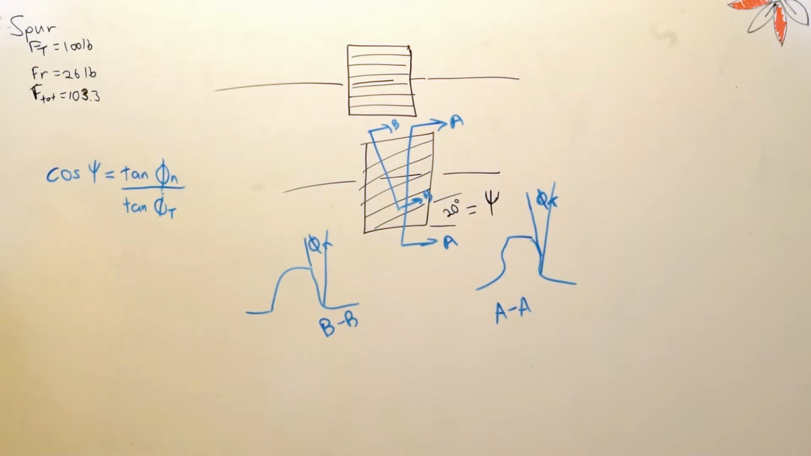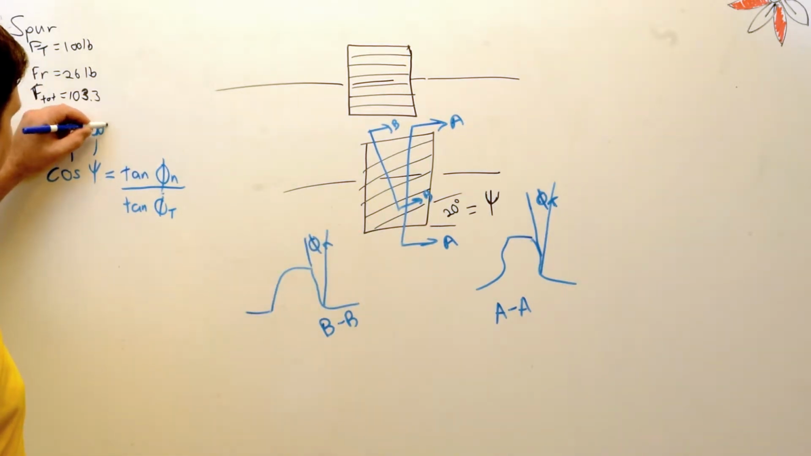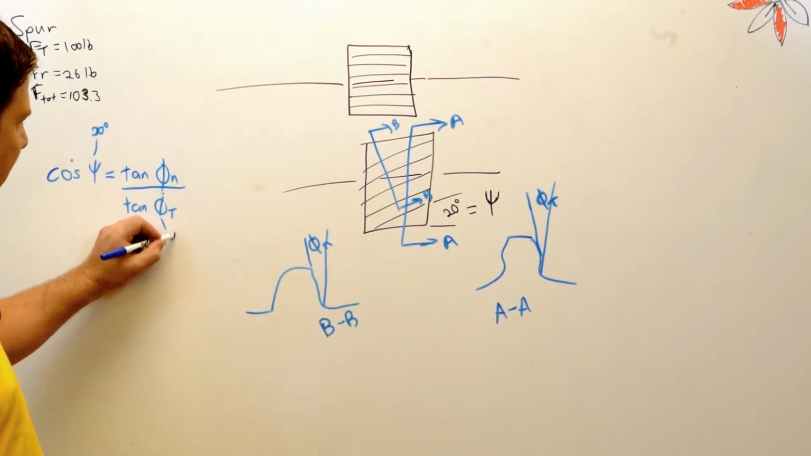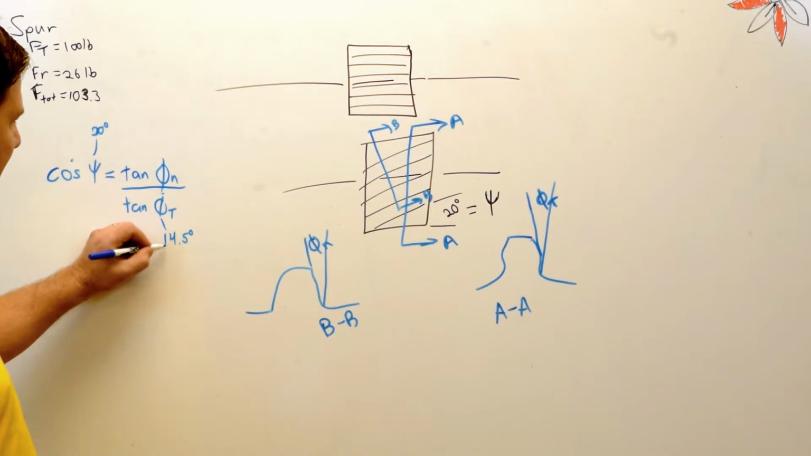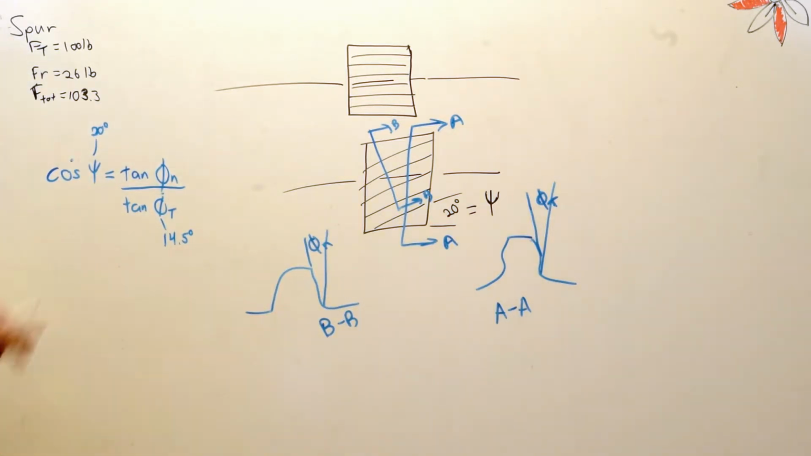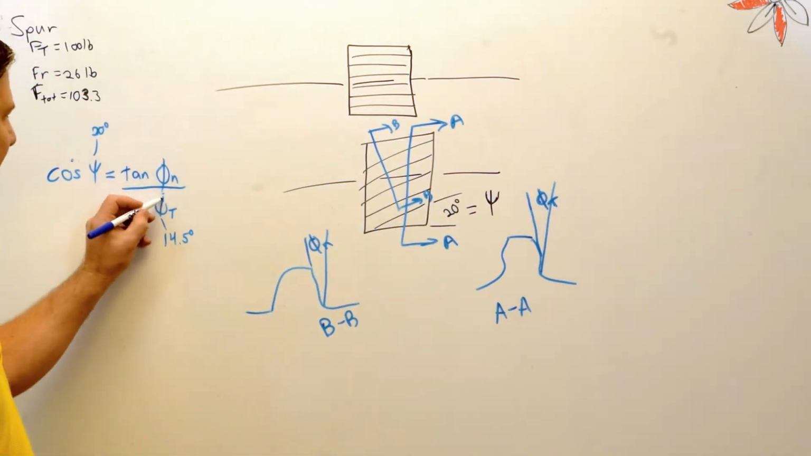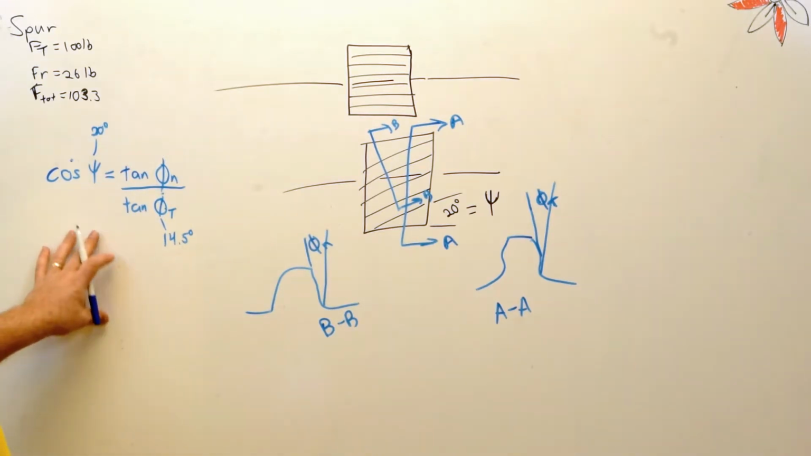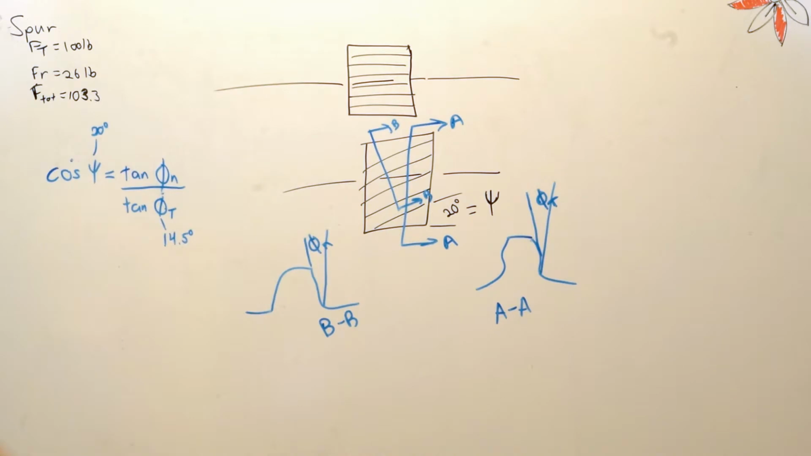All right, now we know two of these. One of them I already said is 20 degrees, and this one is 14.5 degrees. Make sure when you're using your calculator that you are in degree mode and not radian mode, because you'll get completely different answers. All right, so I'm going to erase this, and then we're going to start writing out other equations and figuring out what the forces are on that gear.